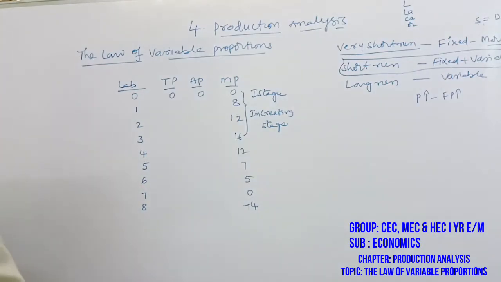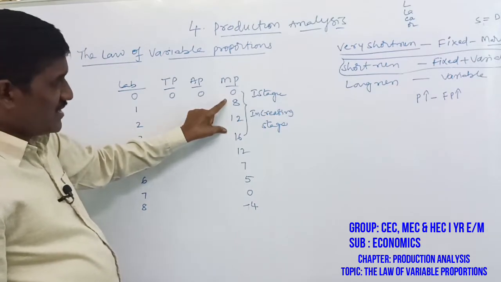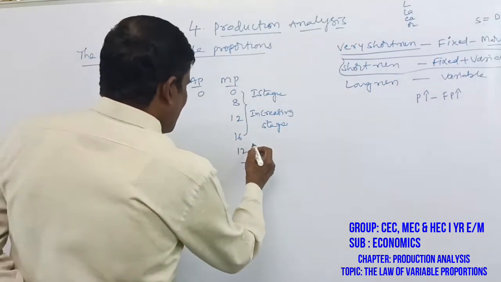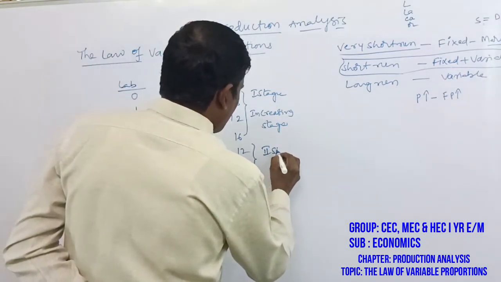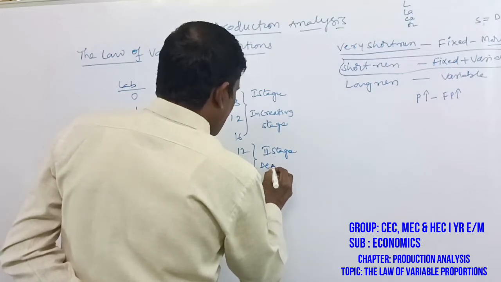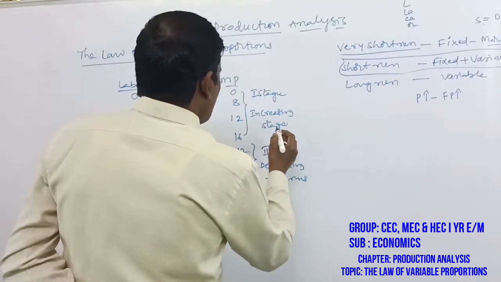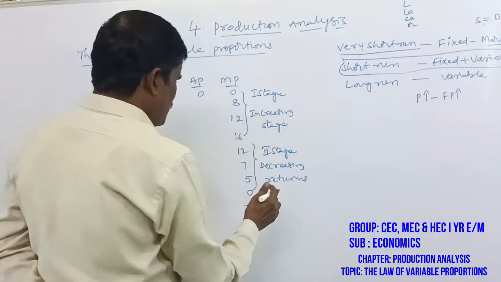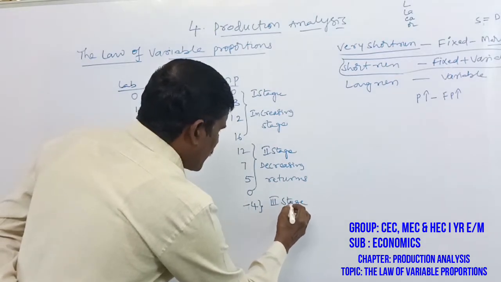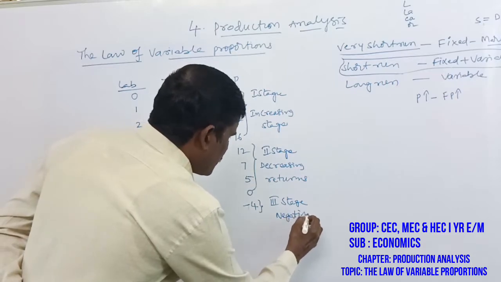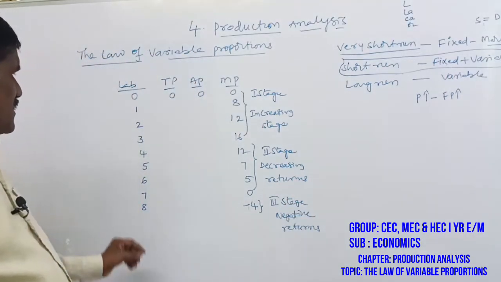Observe carefully. What is here? In the first stage, output or production increases, returns. Returns means production, and it is increasing returns. Then it is a decreasing returns, the second stage. Then it is a third stage, the negative stage, negative returns. We get three stages here.